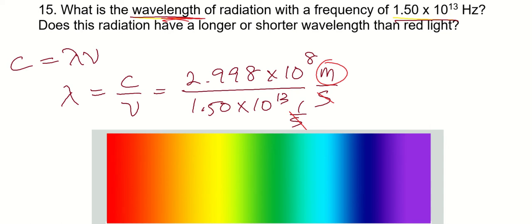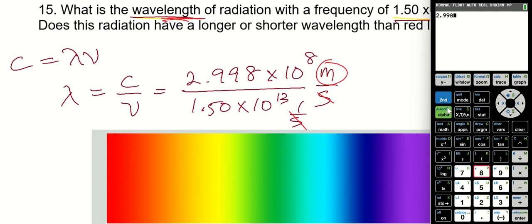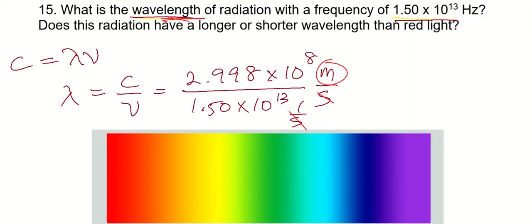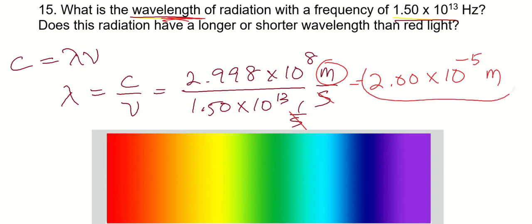Let's punch these numbers into our calculator. 2.998 times 10 to the 8 divided by 1.50 times 10 to the 13. We're looking for a very small number because, well, not all wavelengths are small, but this one is. So anyway, it turns out it is a small number. We need to trim that to 3 sig figs because the measurement we're given in frequency has 3 significant figures. So our answer is 2.00 times 10 to the negative 5 meters. There's our answer.